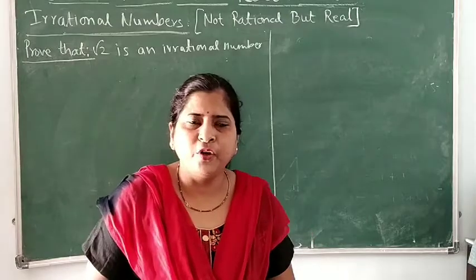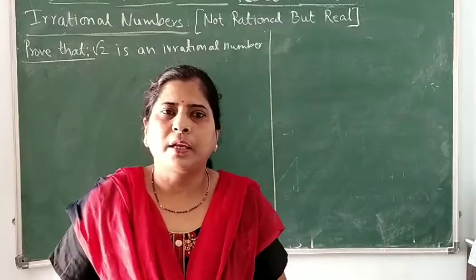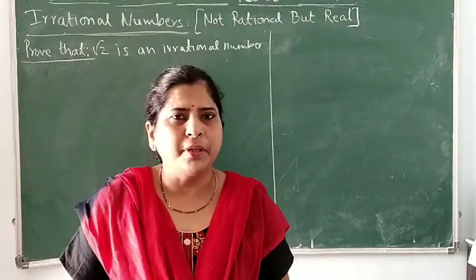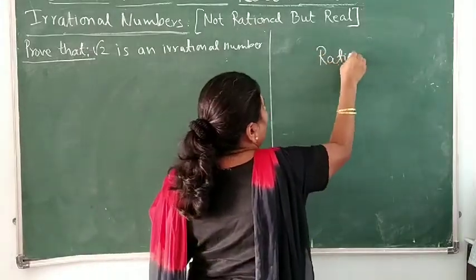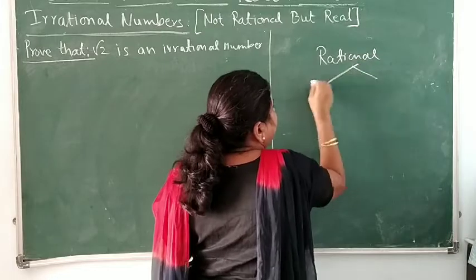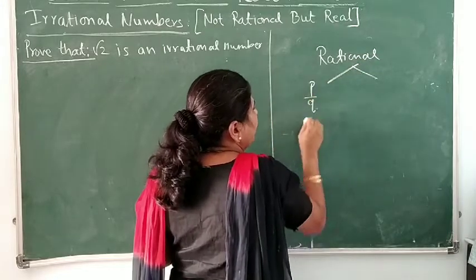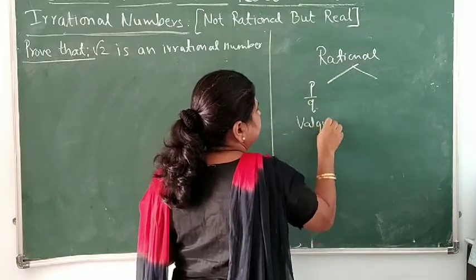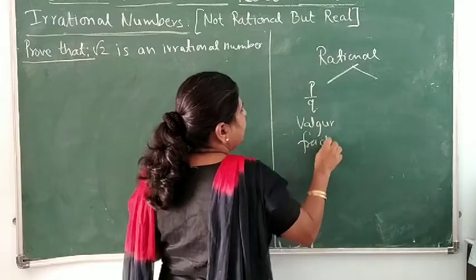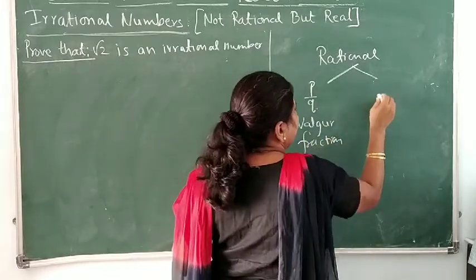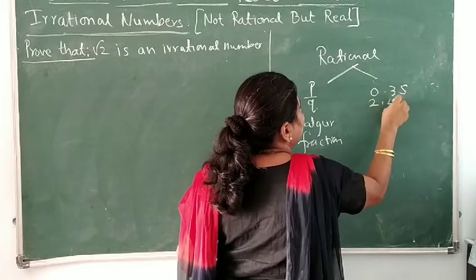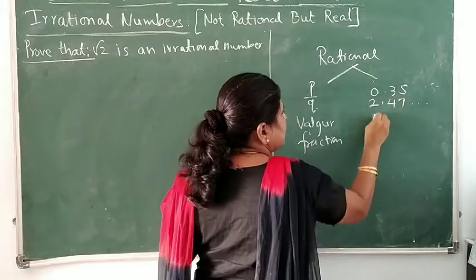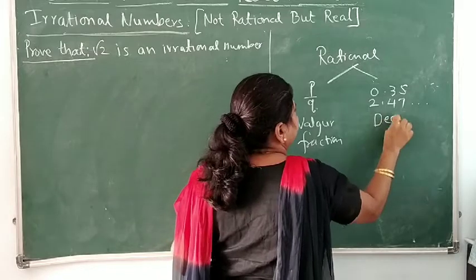In our previous videos, we have recalled what rational numbers are and how they can be expressed. Rational numbers can be expressed either in the P upon Q form, that is, a vulgar fraction, or as a decimal fraction, like 0.35 or 2.47, etc. This is called a decimal fraction.